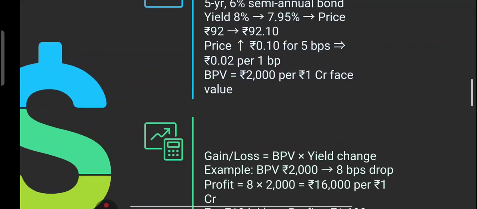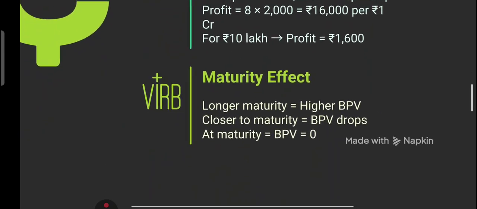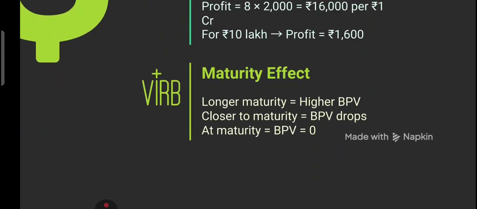So first of all, you find the BPV, and using BPV you can analyze what will be the effect on the gain or loss for a certain yield change. Then look at the maturity effect. Longer the bond maturity, higher the BPV. Remember it. Longer the bond maturity, higher the BPV. As the bond nears maturity, BPV gradually falls. At maturity, BPV is equal to 0.